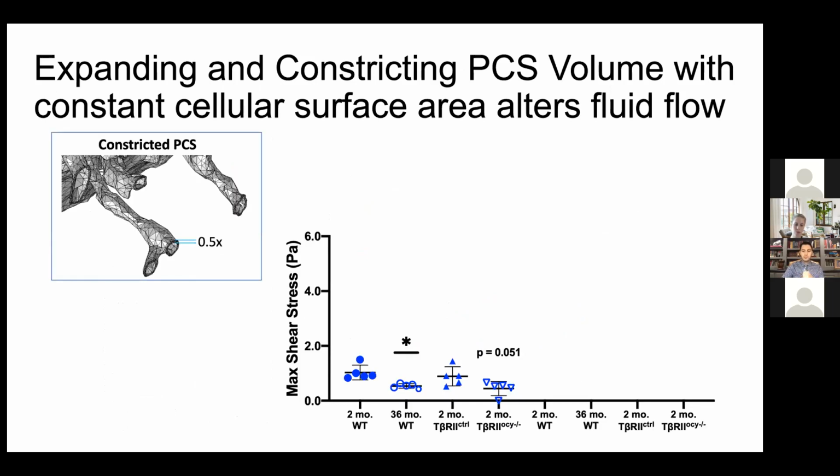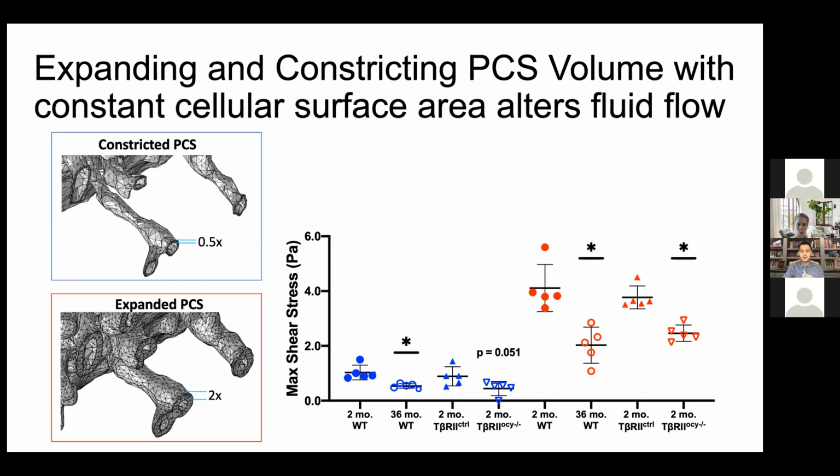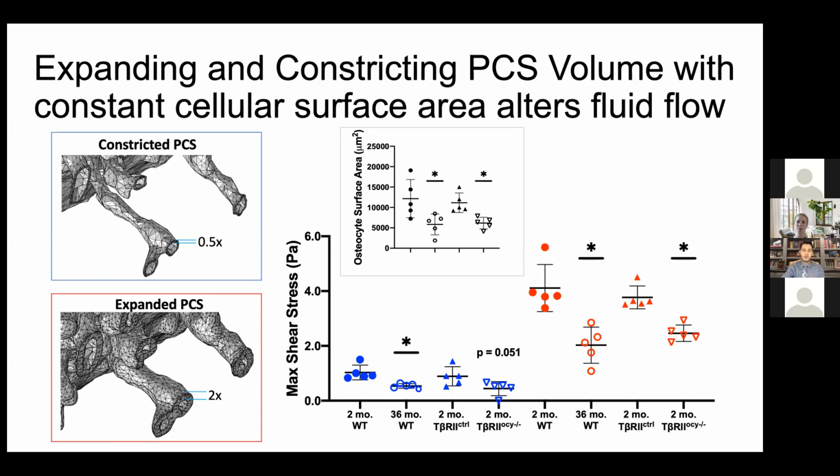So when we look at the flow in these areas, we can see in the constricted space, we still see these similar relationships between our control and our degenerated models. And when we expand this, we see an increase overall, but still a maintenance of this relationship between the models, because this is primarily, again, driven by osteocyte surface area.